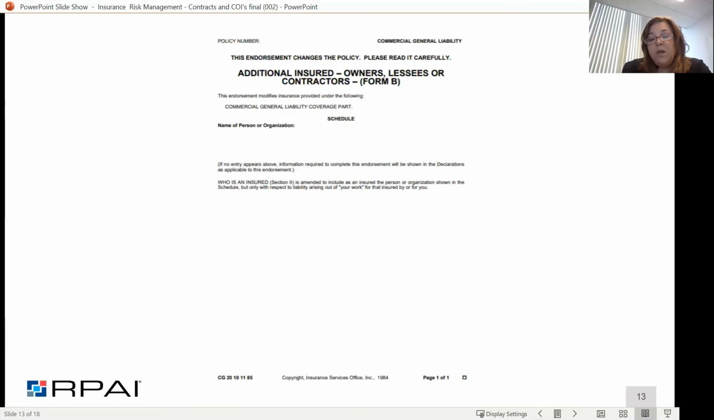If you look at the definition of insured here, it's simple, right? Straight to the point. It's amended to include as an insured the person or organization shown in the schedule, but only with respect to liability arising out of your work. So as the additional insured, I'm willing to accept that because I understand that they're not going to take on more at a job site than what's their responsibility and what's in their scope. So when they say that they're limiting it to their work, I'm comfortable with that.